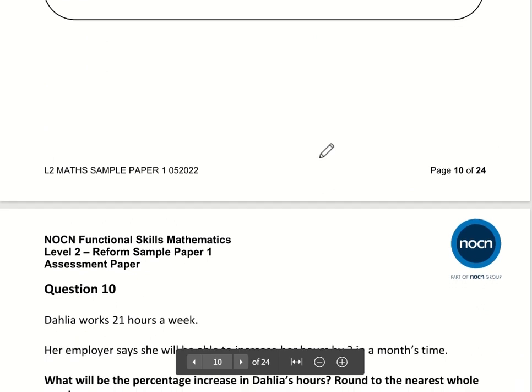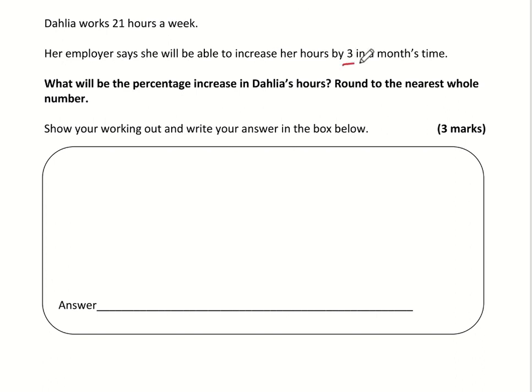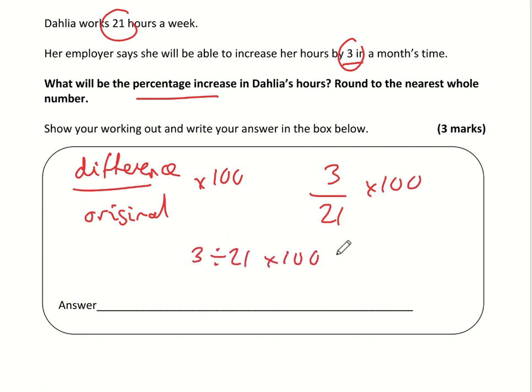Okay, so next question, question number 10. Her employer is going to increase the hours by 3, and we want to calculate the percentage increase. The formula for a percentage increase or decrease is the difference divided by the original, multiplied by 100. So we've got a difference of 3, and it originally was 21. So 3 divided by 21 multiplied by 100 comes to 14.28%, and we want the nearest whole number, so we look at the first decimal place. It's a 2, so that will round down to 14%.